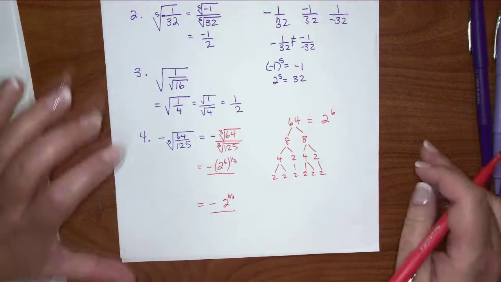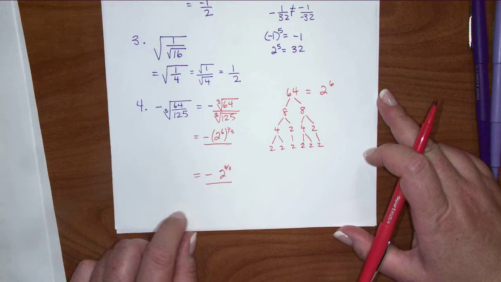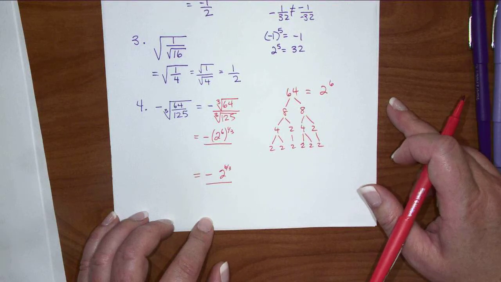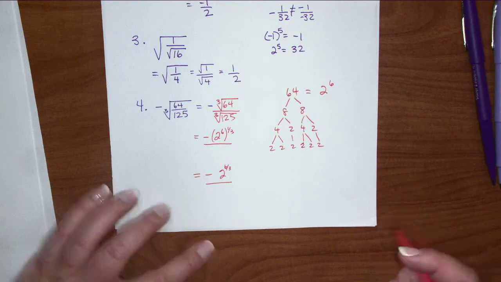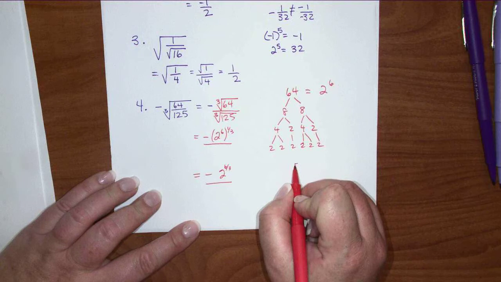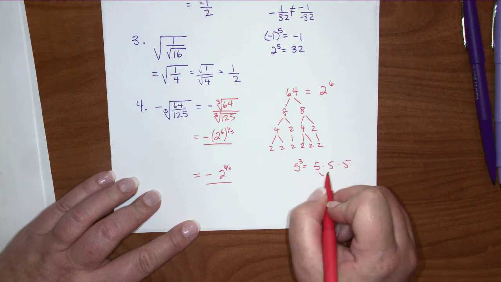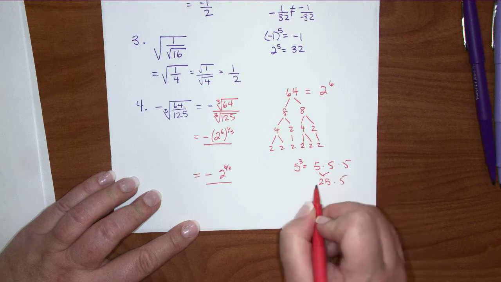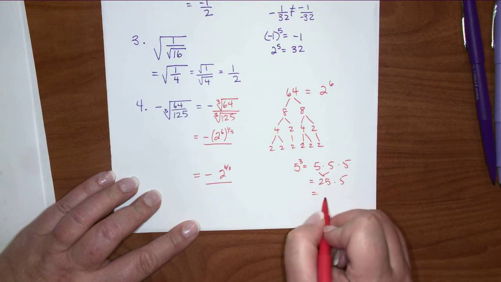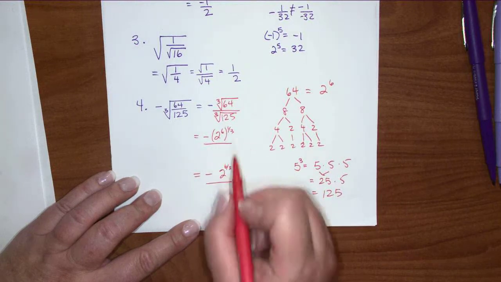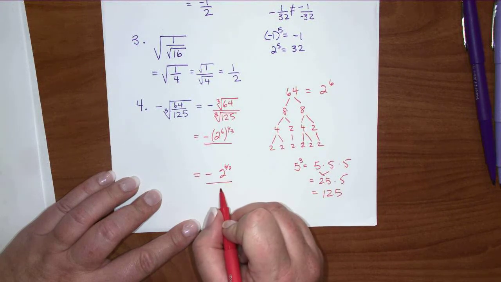What about 125? Five? 5 times 5 is 25. 25 times 5 is $1.25. I think in quarters. So 5 cubed. This is 25 times 5. And if you think of 5 quarters, that's $1.25. So 125 is 5 cubed. So the cube root of 125 is 5.